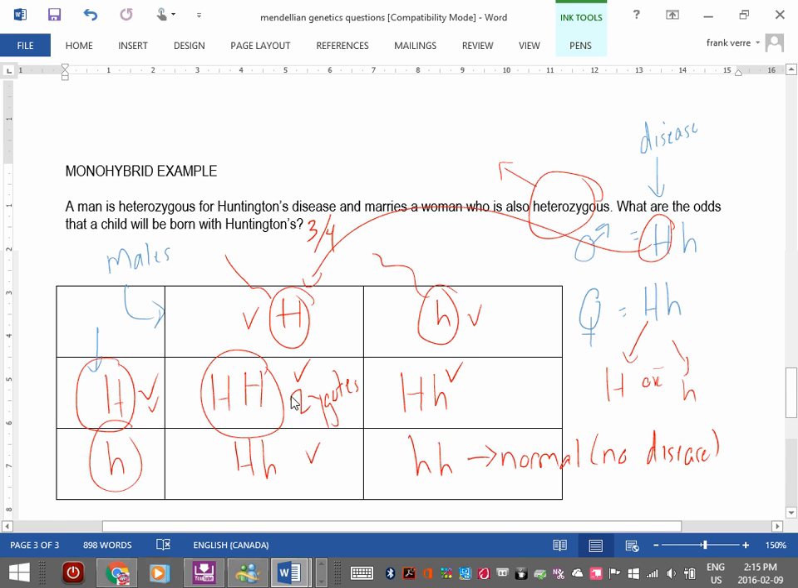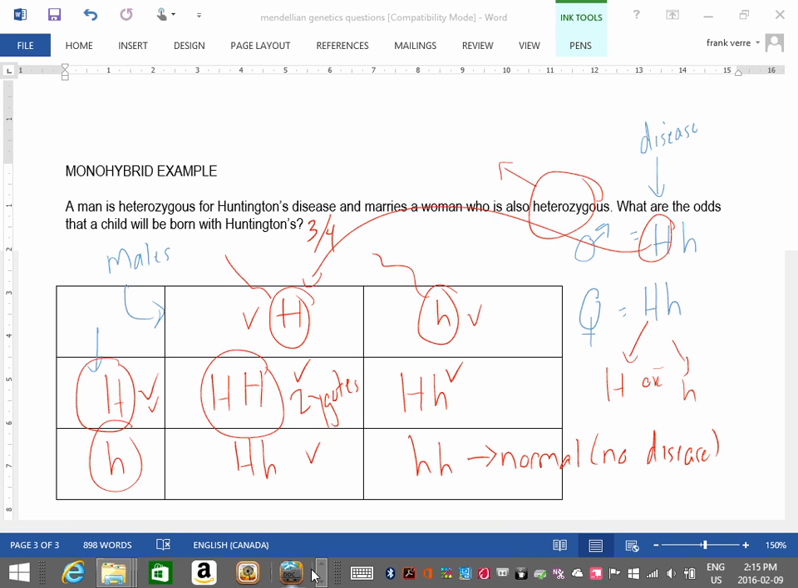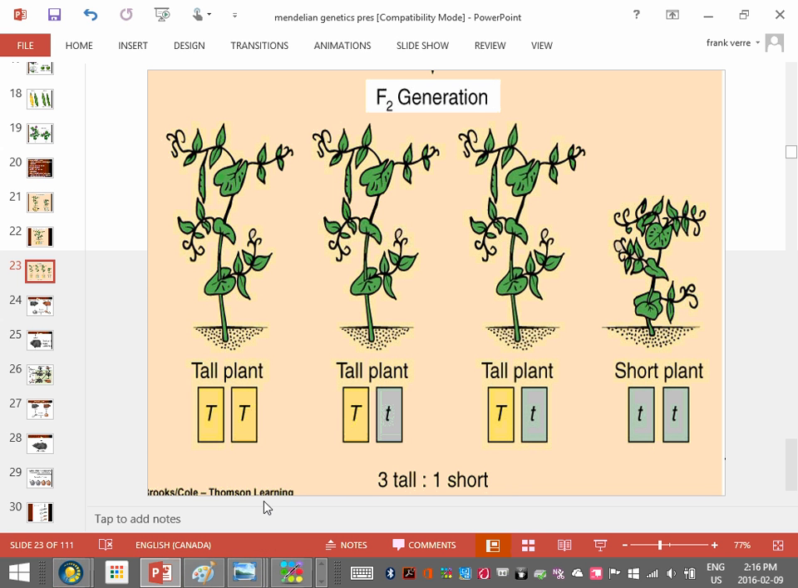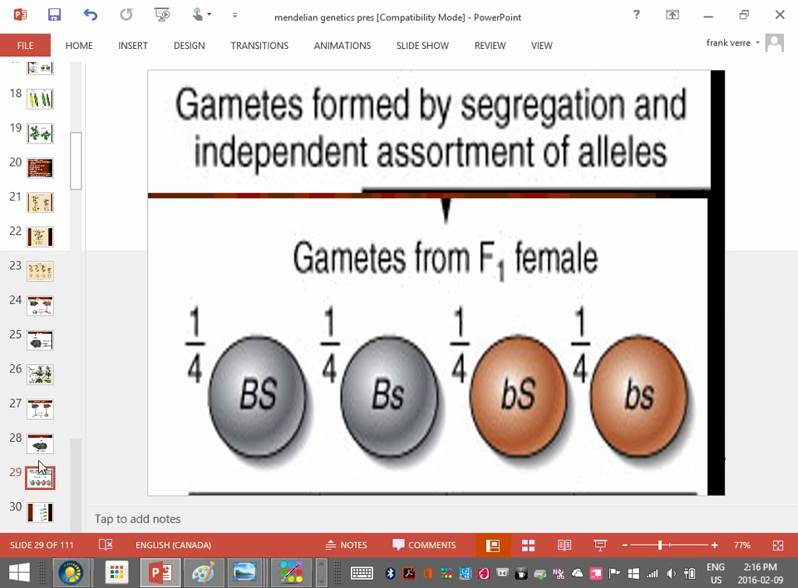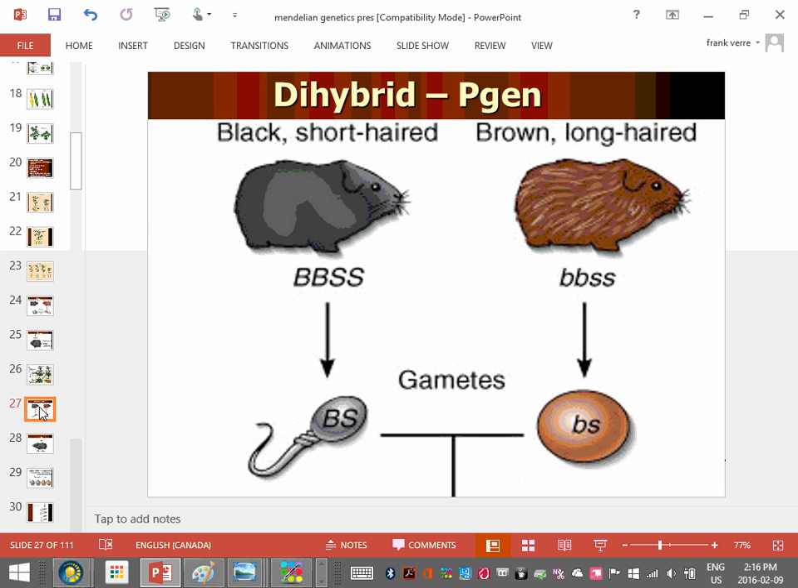Okay. Now, that's a monohybrid cross. I'm going to show you what's called a dihybrid cross. And you'll see it's just a more complicated version of what I just showed you. So what does di mean? 2. So what if we're looking at 2 characteristics? Now that's a dihybrid cross, because di means 2.